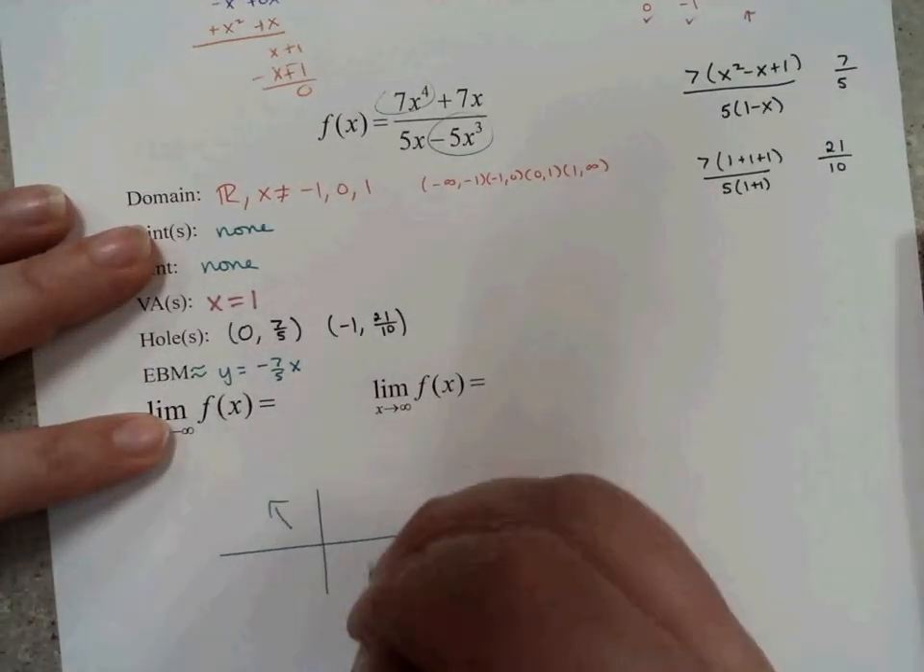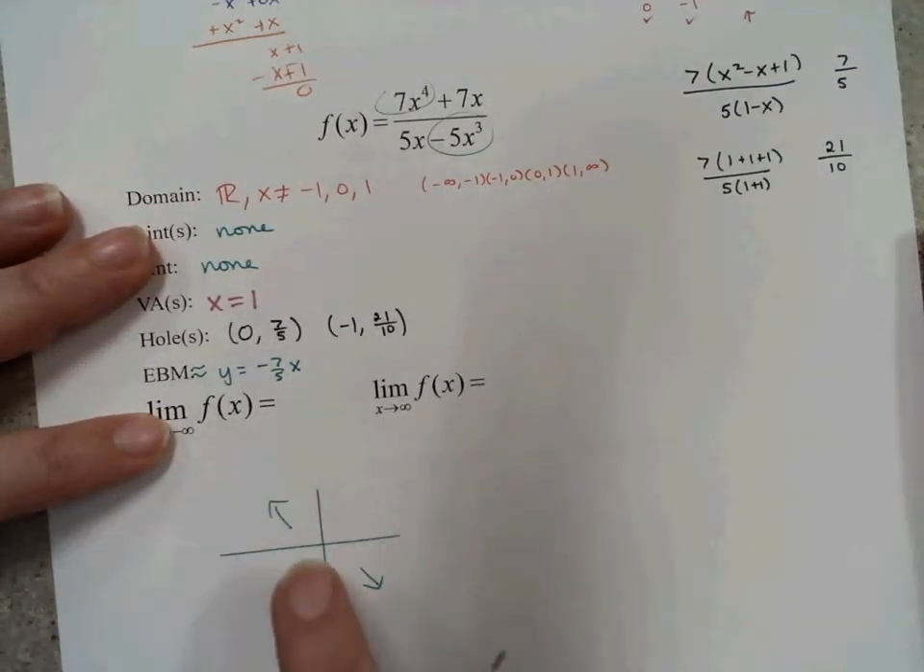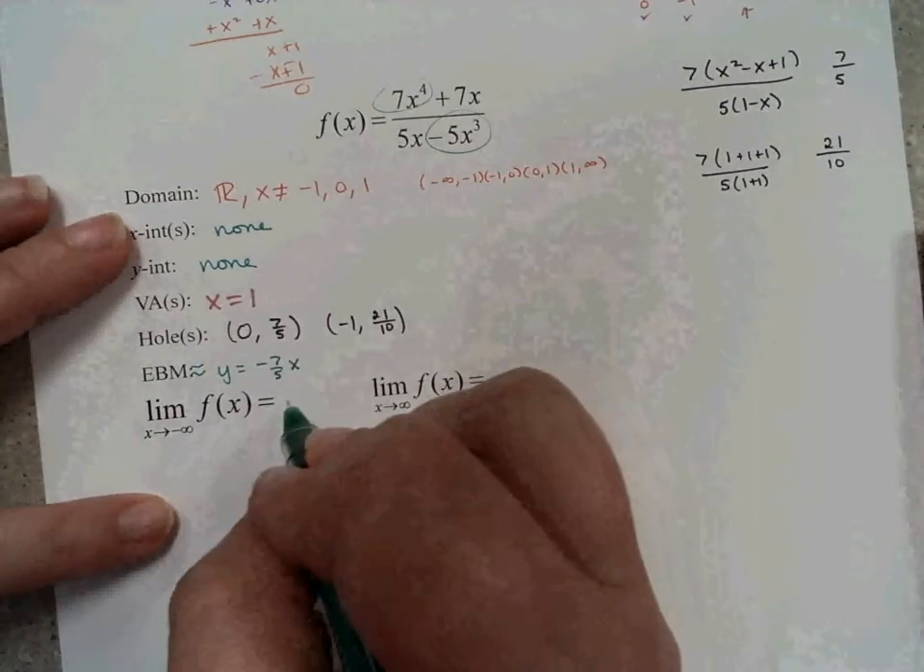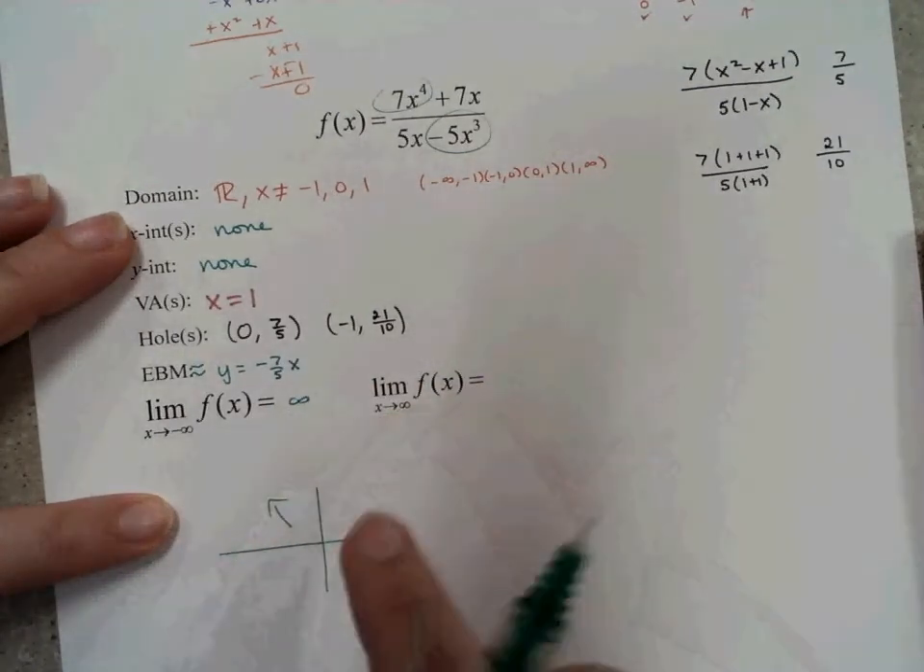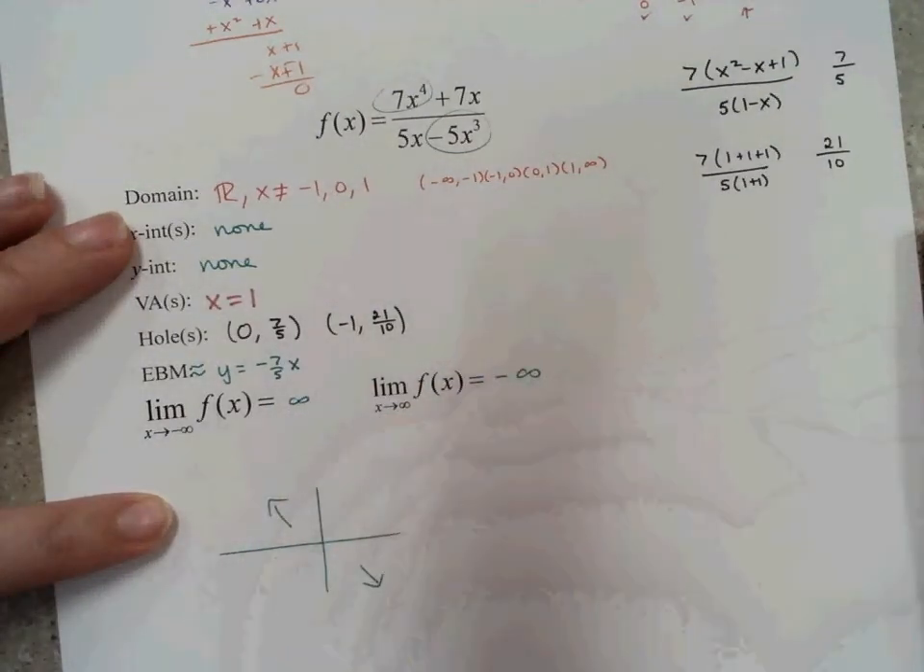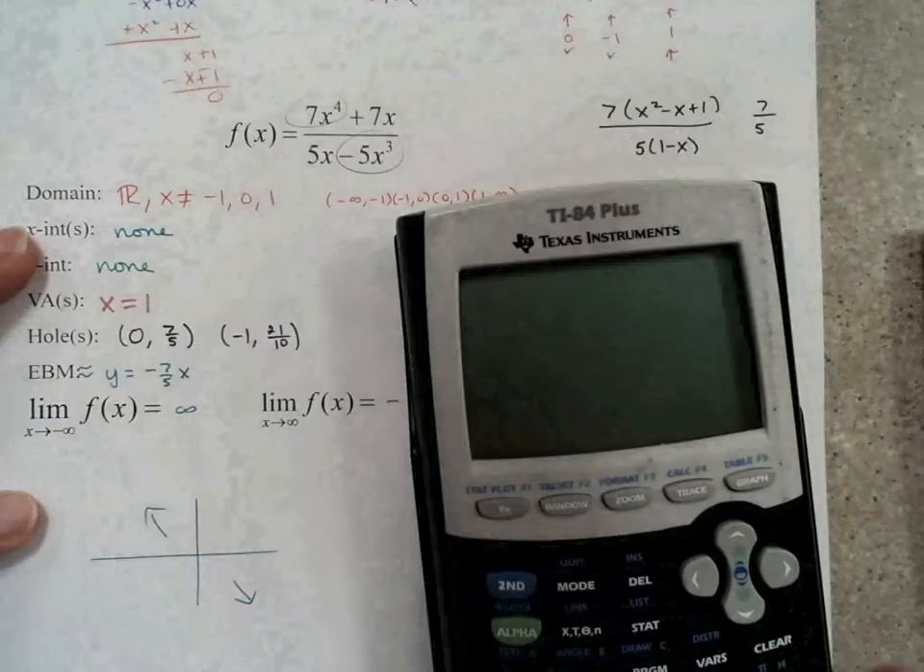So when I think about a negative linear function, they start from above and go down below. So as x goes to negative infinity, f of x is going to positive infinity, and as x goes to positive infinity, y is going to negative infinity. And let's see this play out.